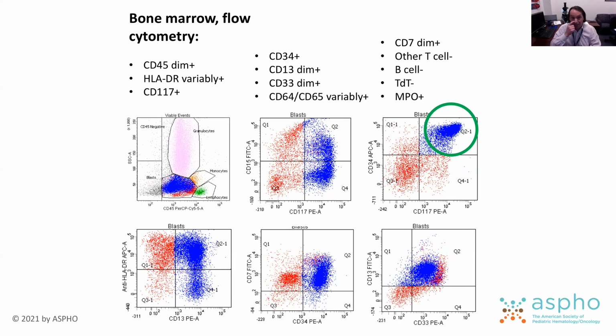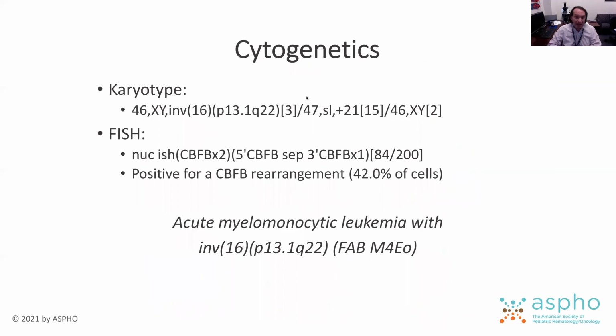If one looks by flow cytometry, one can appreciate that there is indeed a population of myeloblasts that express CD34 and CD117, as well as other myeloid markers. And the karyotype in this patient has an inversion 16. And by FISH, this involves the CBFB and MYH11 genes and defines acute myelomonocytic leukemia with an inversion 16, the old FAB M4Eo.